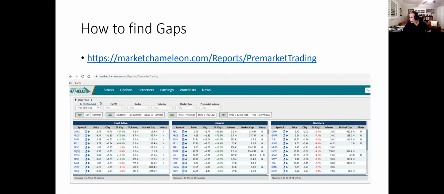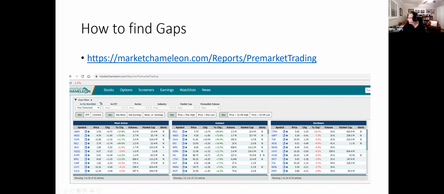And what's really cool is, you see where it has an N or an E under the alerts? You can actually hover over that and it will give you information about the stock and what happened. So an E is an earnings event.